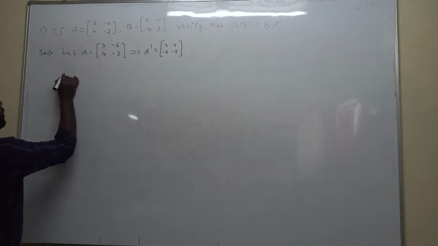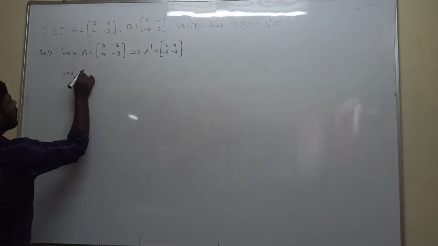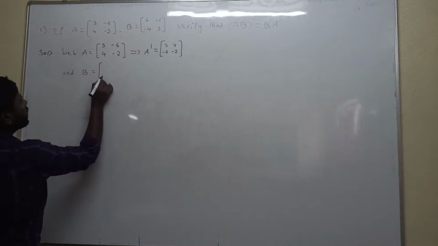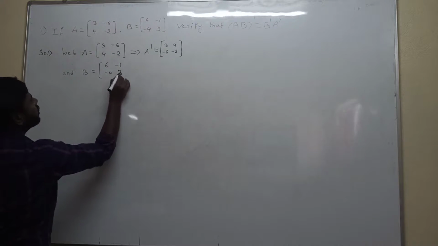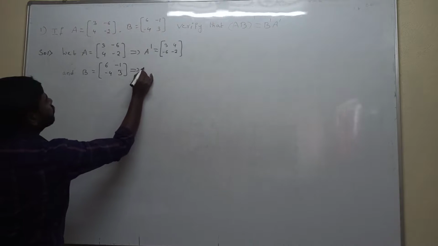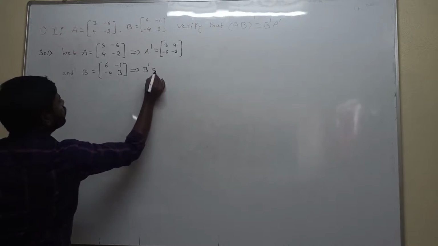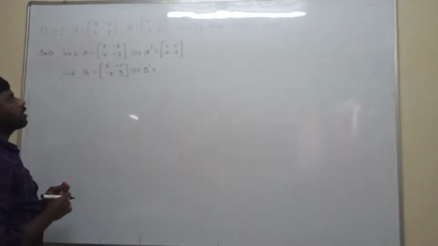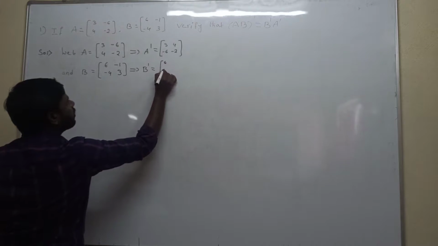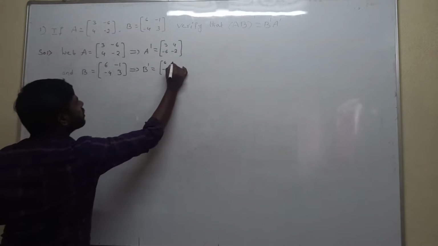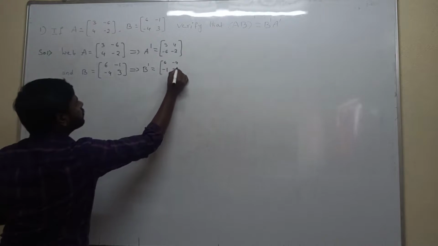Next, B. Capital B is equal to the given matrix [6, -1; -4, 3]. This implies the transpose of the B matrix is obtained by interchanging rows and columns. The first row is interchanging with the first column, so the first row is replaced with the first column, and the second row is replaced with the second column.